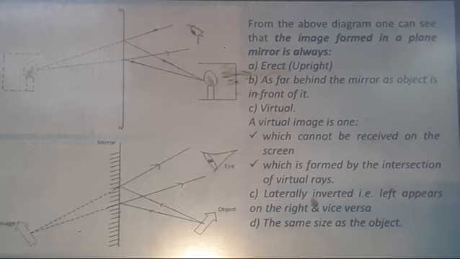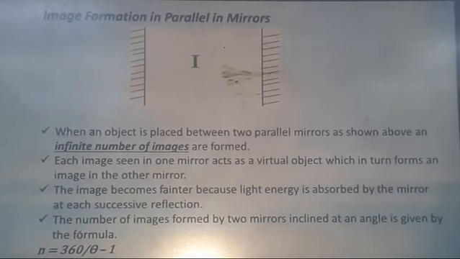The other characteristic of the image formed by a plane mirror is that the image is laterally inverted. That means left appears on the right and right appears on the left, and vice versa. They also have the same size. The image size is equal to the object size. Those are some of the characteristics of the image formed by a plane mirror.